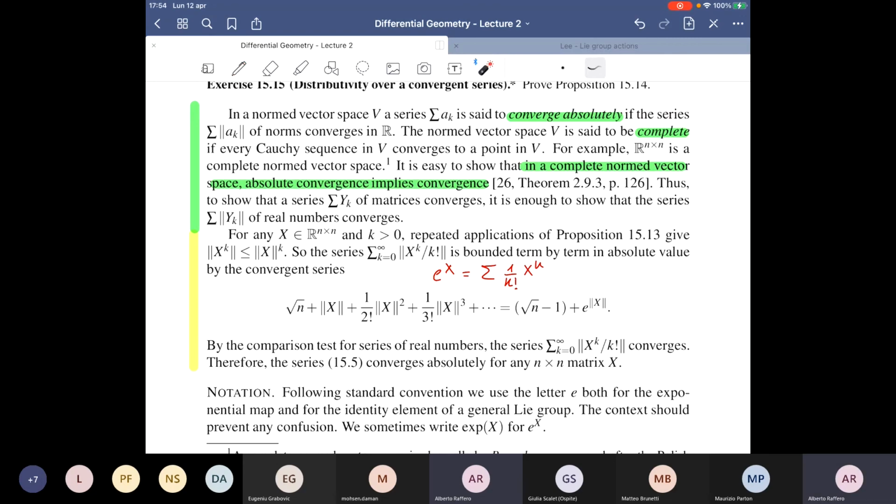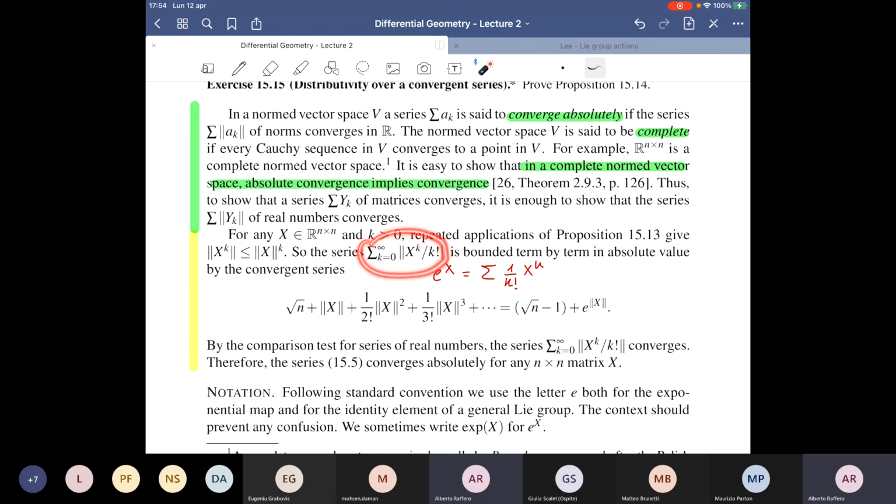So you consider the norms of the summands, you consider the series, which is now a series of real numbers, then what you can use is this inequality here to show that this series is bounded term by term by the absolute value of this convergent series. You have that the first term in this sum is the identity matrix, its norm is just the square root of n. Then you will have the norm of x, you will have 1 over 2 factorial the norm of x squared, and so on.